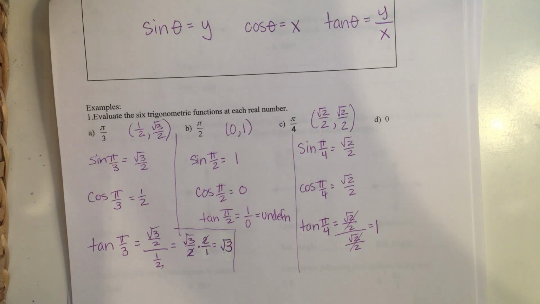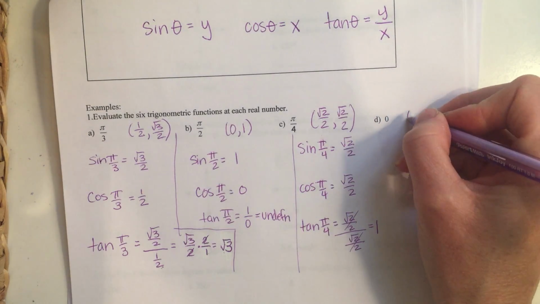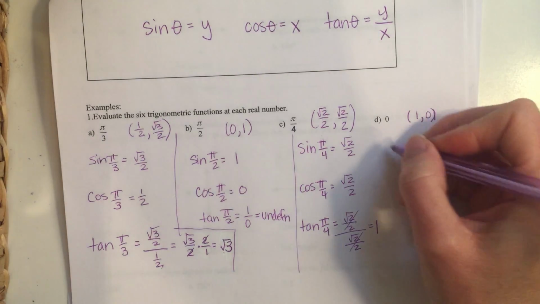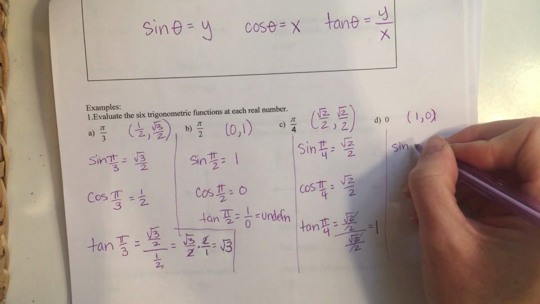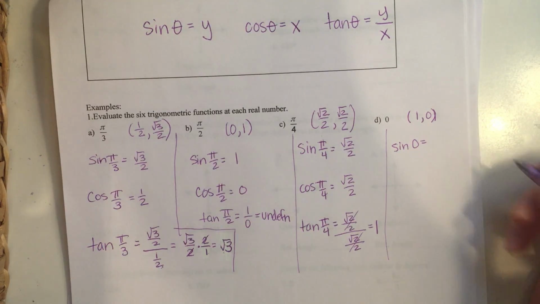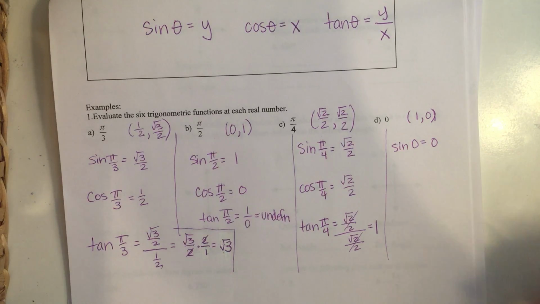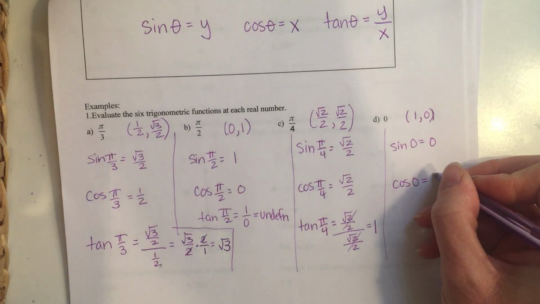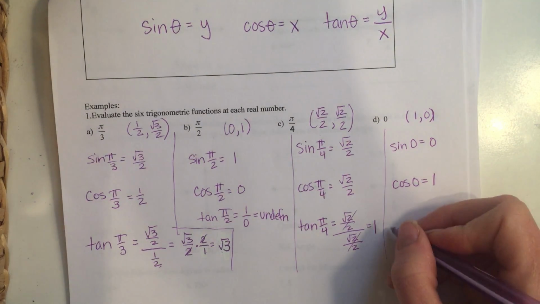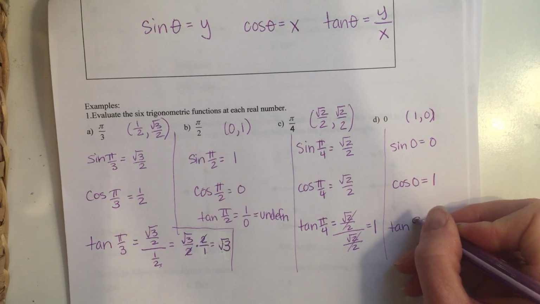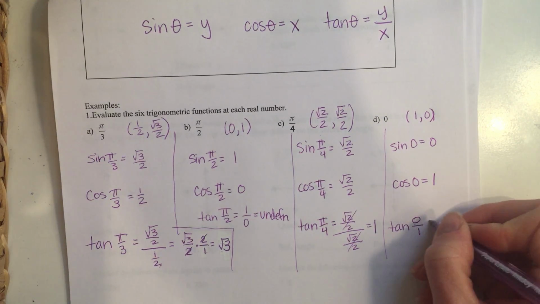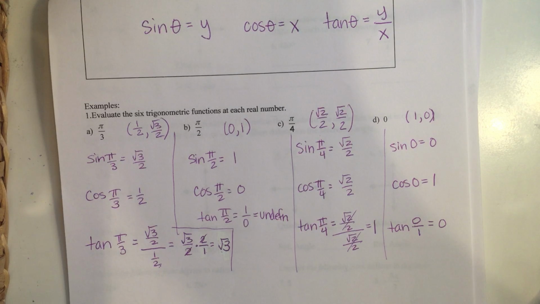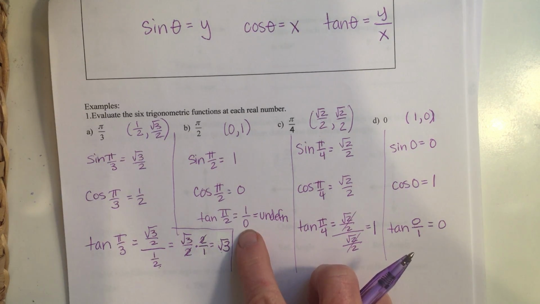The last one is 0 radians. So if you look back at your unit circle, for 0, you're going to find your coordinate is 1, 0. So to do sine of 0, sine is equal to your y value, so sine of 0 is 0. Cosine of 0 would be your x-coordinate, and your x-coordinate is 1. And lastly, tangent is equal to 0 over 1, and 0 divided by 1 is 0. 0 can be divided by anything. You just can't divide by 0.